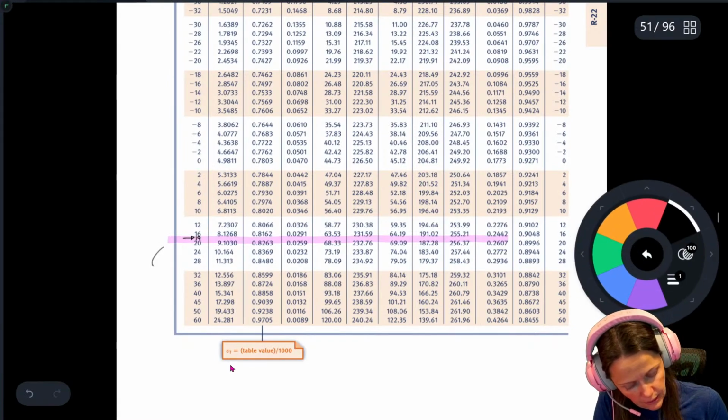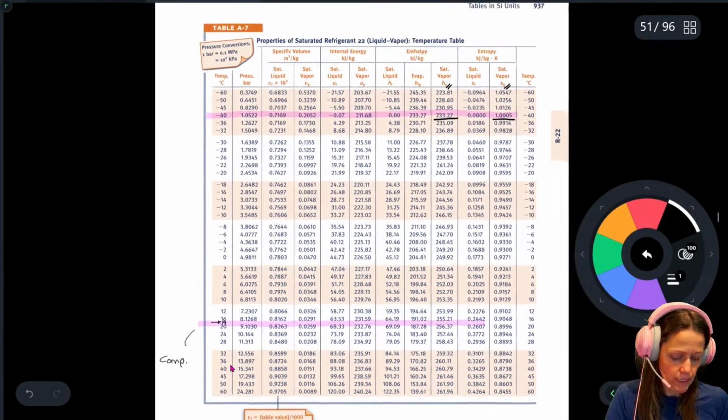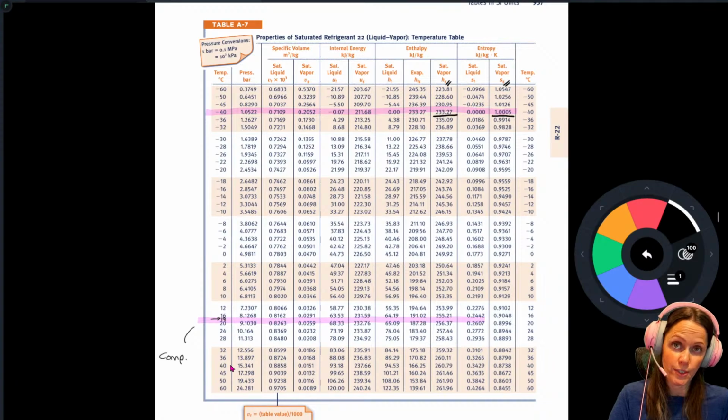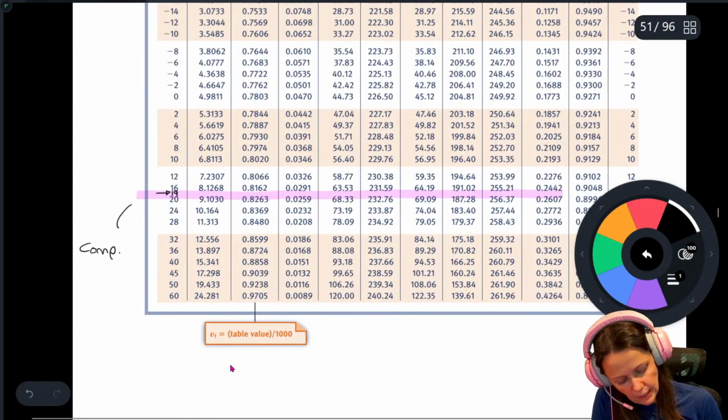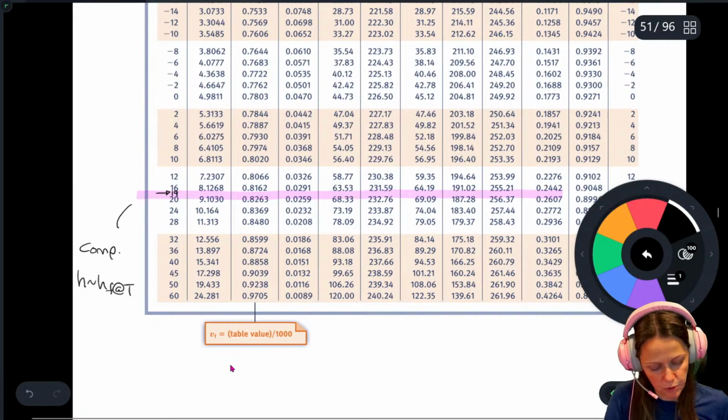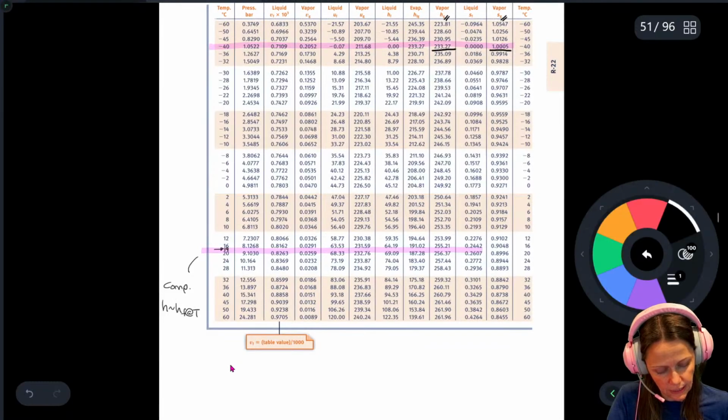So I will make a note. Oh, it's compressed. And you'll see that you do not have compressed liquid tables for R22, and you don't really have compressed liquid tables for any of those refrigerants. And so we're going to use a compressed liquid approximation, which would be that it's going to be approximately equal to h sub f at whatever the temperature is. So our temperature is 19.